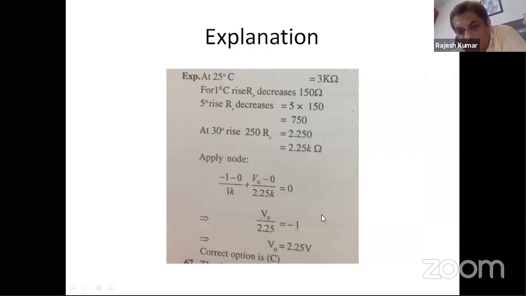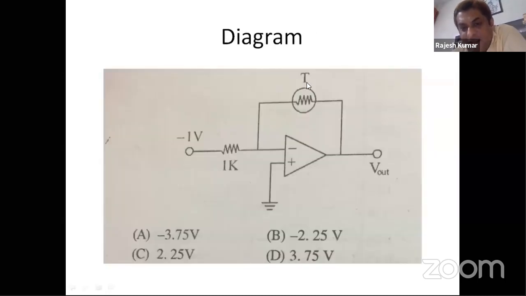You just have to solve it, and ultimately the output will come as 2.25 volts. The same thing can also be found with V naught equal to minus RF over RI into VI. Here RF is 2.25 kilo ohms and RI is 1 kilo ohm, so dividing, and the input voltage of minus 1 cancels the negative sign, and the output voltage comes out as 2.25 volts. You can use either method. So the answer in this case is C, 2.25 volts.